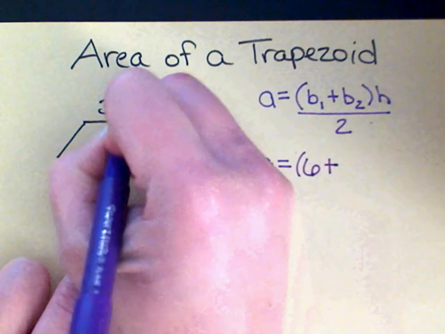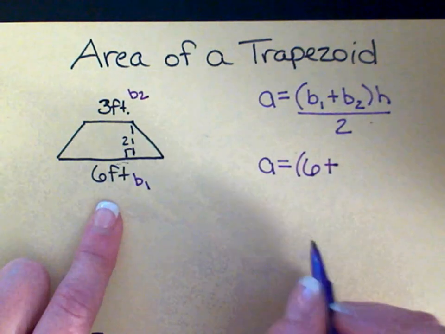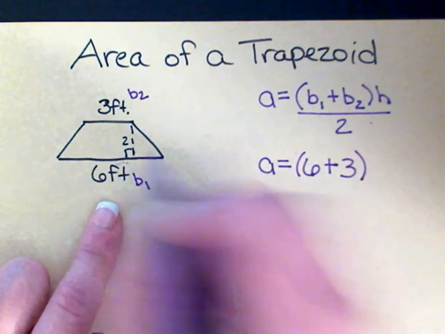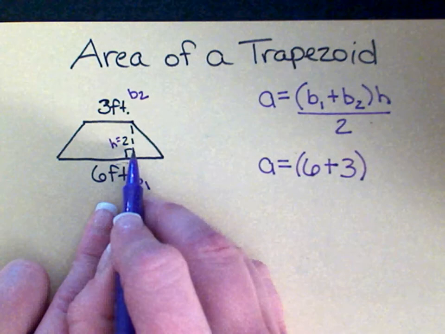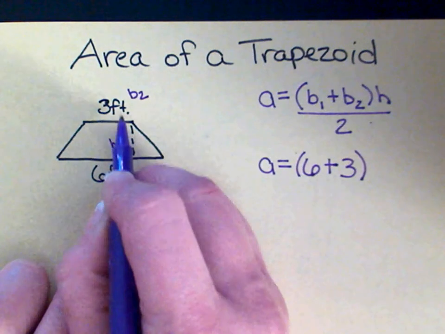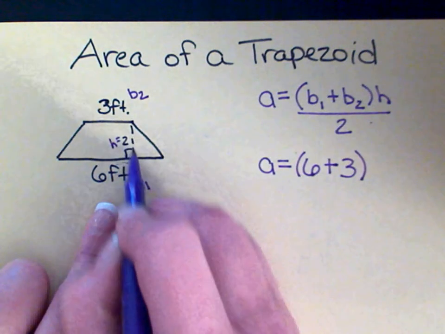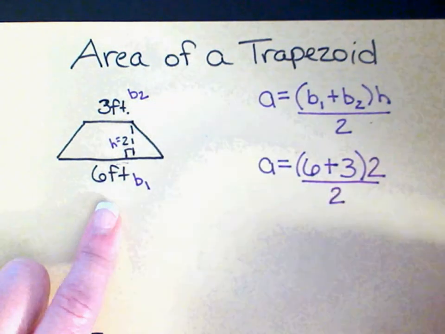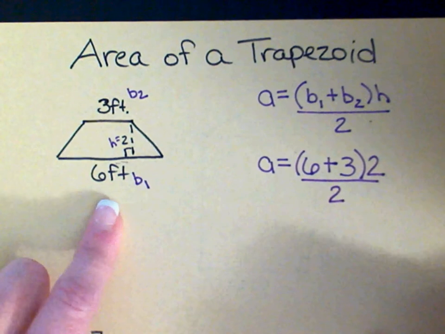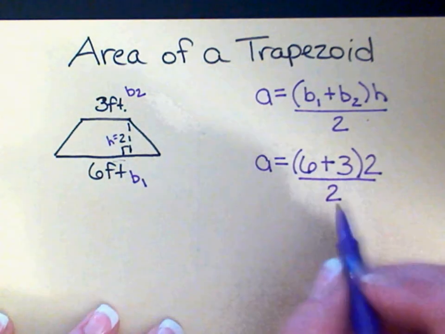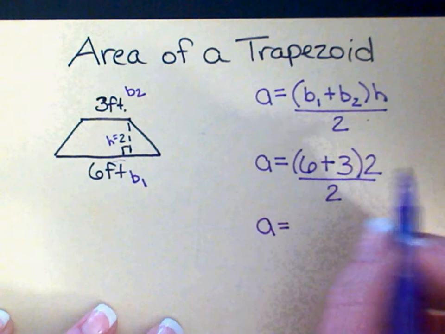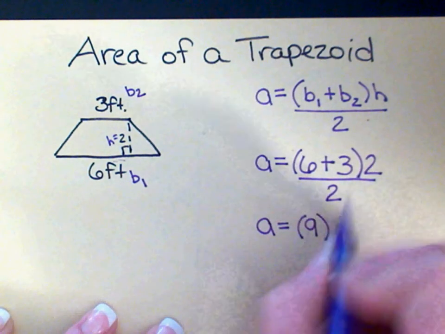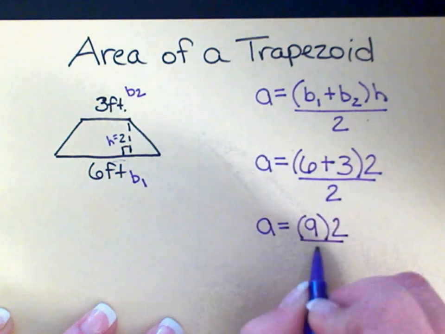I see my A for area. I do not know it yet. Base 1, I'll make this my base 1. That's going to be 6 plus base 2. This is base 2, right across from my other base. That is 3. End parentheses. My height has that right angle to both bases and runs from top to bottom. My height is 2. Don't forget, divided by 2.